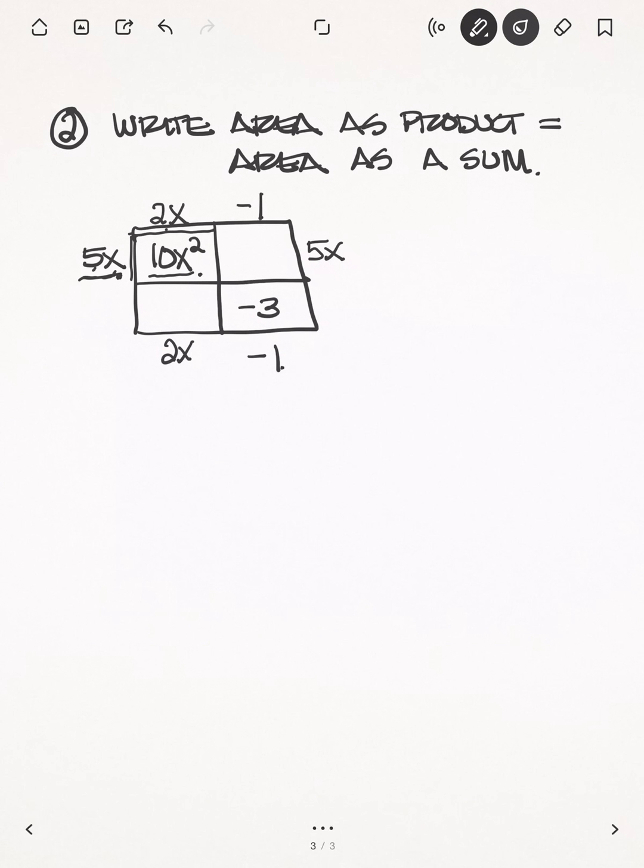Okay, now, because I did that, I can now find the area of this rectangle. What is 5x times negative 1? That would be negative 5x. That's the area of that rectangle.